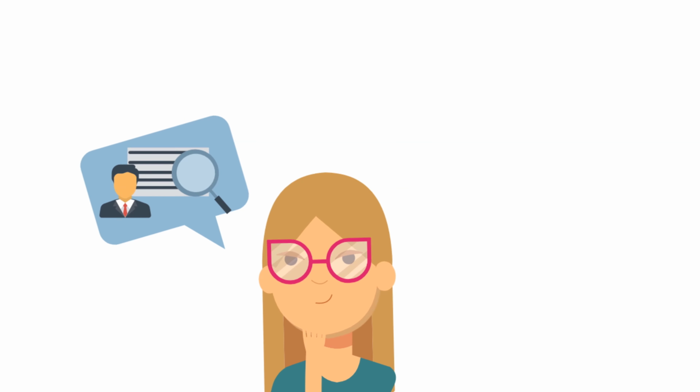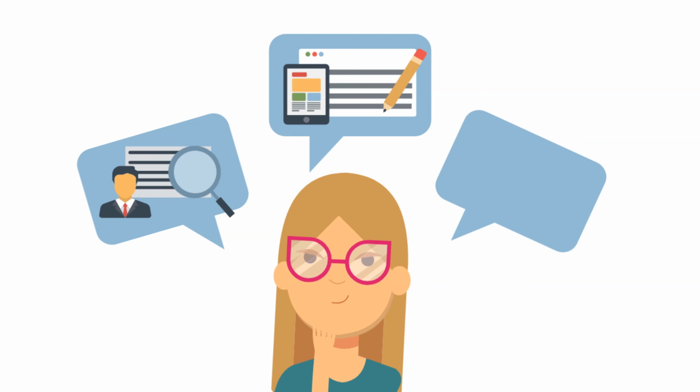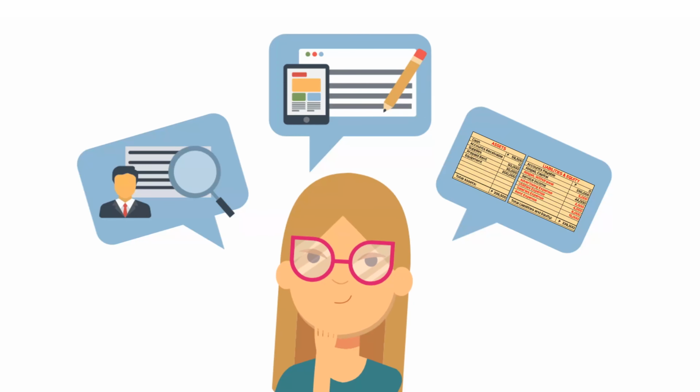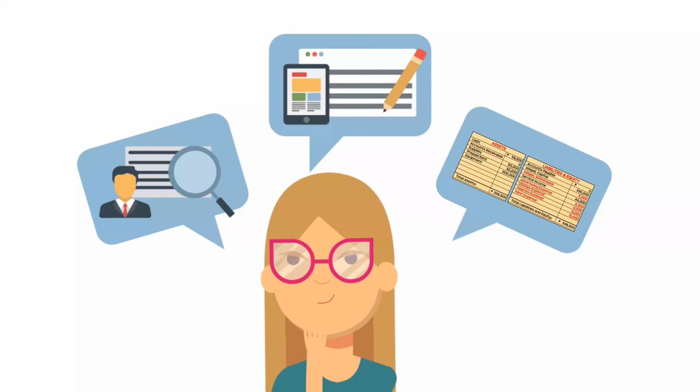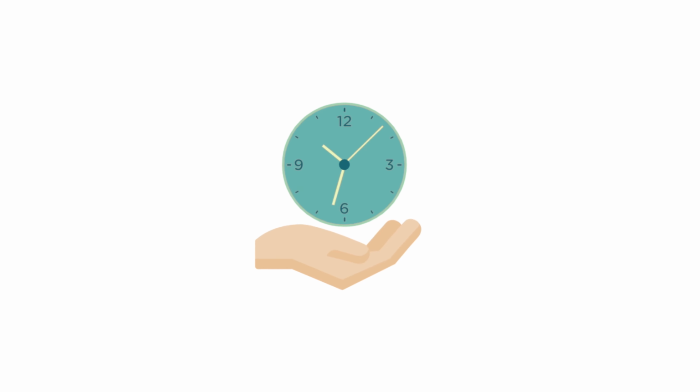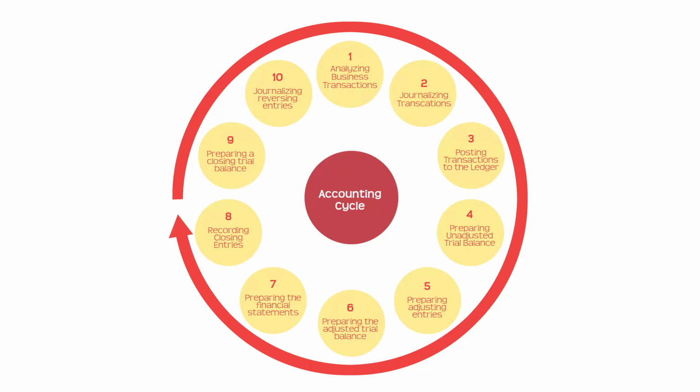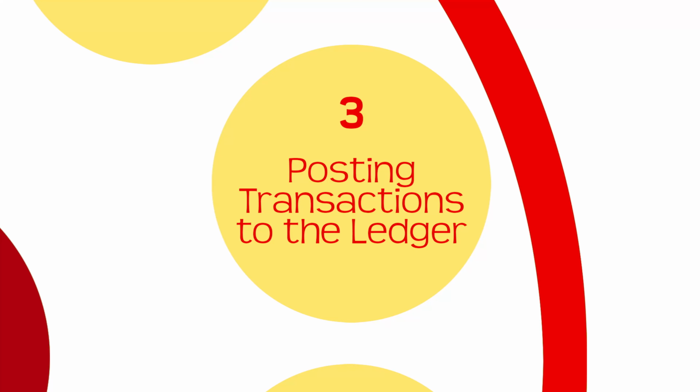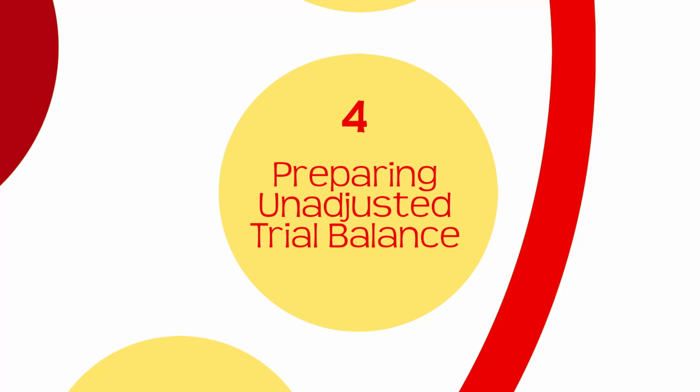After analyzing, journalizing, and posting transactions to the ledger, the next step Abigail should do is to prepare a trial balance. The trial balance is prepared at the end of the accounting period, such as monthly, quarterly, or annually, after the posting of entries to the ledger.